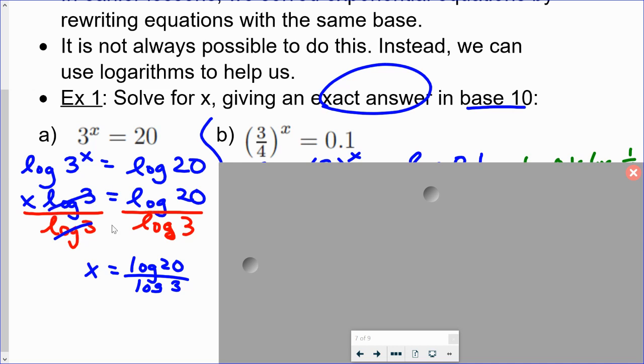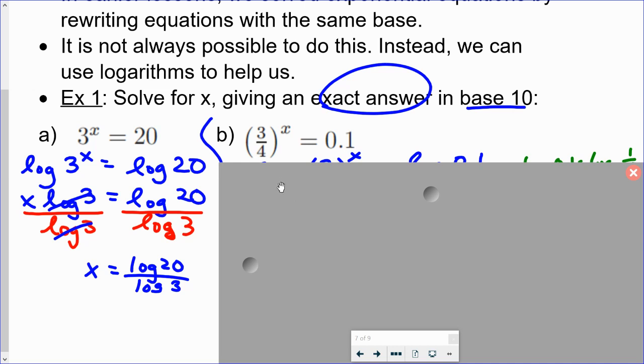Then I can divide out log 3 on both sides to give me x by itself. That leaves me with x equal to log 20 over log 3, or we could call this log base 3 of 20. I'm not going to rewrite it that way because they asked for the exact answer in base 10. That's why I use logarithms in base 10 instead of the natural logarithm with base e.